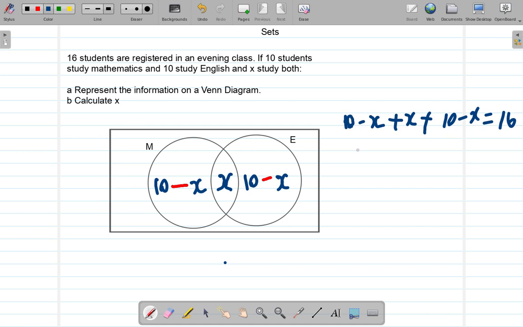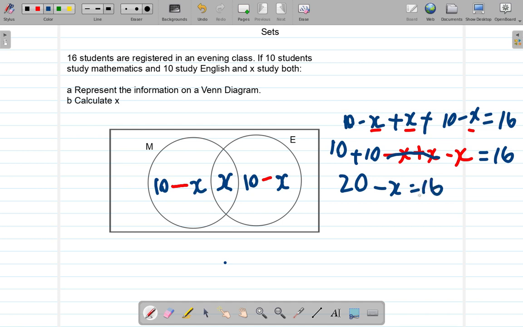Let's put all numbers together and all X's together separately. 10 here plus 10, then the X's: minus X, that's this one, plus X, which is this one, minus X, which is this one, equals 16. Good. 10 plus 10 is 20. Negative X plus X is 0, so that's gone. Minus X is equal to 16.